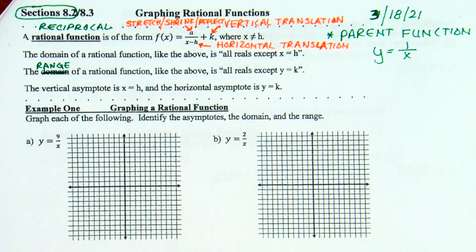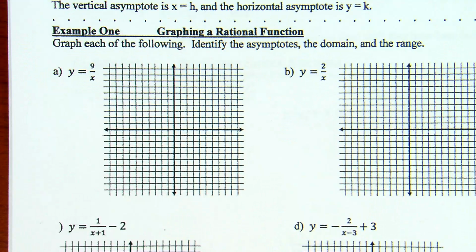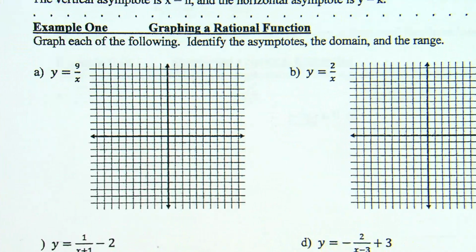So let's look at example 1. Graph each of the following. Identify the asymptotes, domain, and range. Y equals 9 over X.